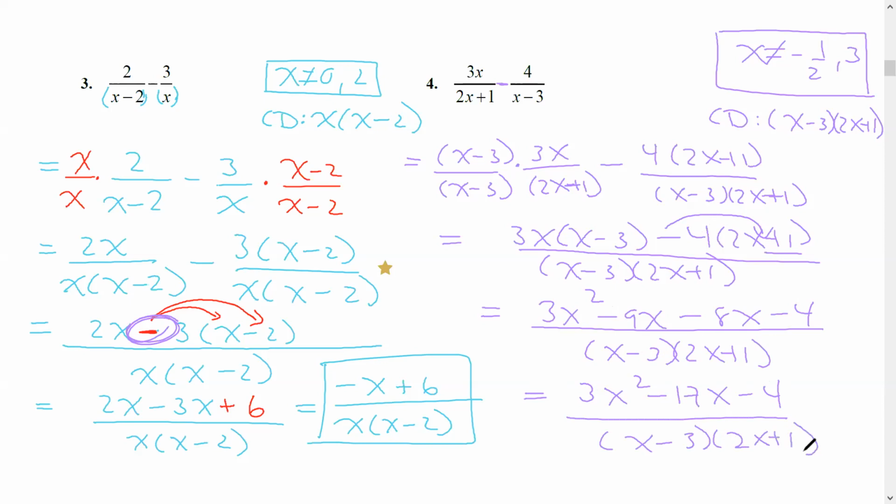Now, the last thing I'm going to do is I'm always going to check to see if I can factor my numerator. Thankfully, this one does not. I'll just tell you that. But if it did, I would expect you to factor. Okay, there's a tricky question right there. That is difficult level. There's a lot of stuff going on there.